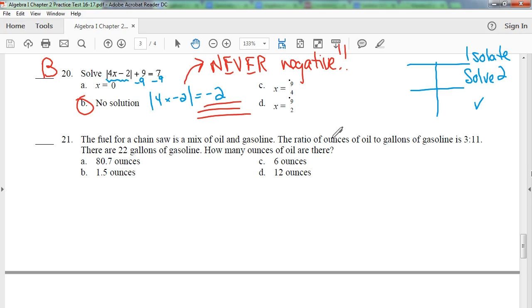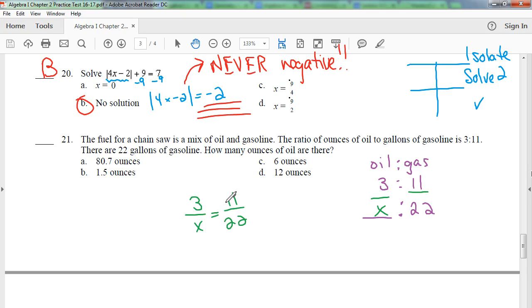So I set up ratio problems this way. We have a ratio of oil to gasoline, and that ratio is 3 to 11. We know we have 22 gallons of gasoline, and we want to know how many ounces of oil there are. So this is what allows me to set up my proportion. I can pretty much just write these fractions exactly the way they appear here. If I make this x, then I could say that 3 over x equals 11 over 22.